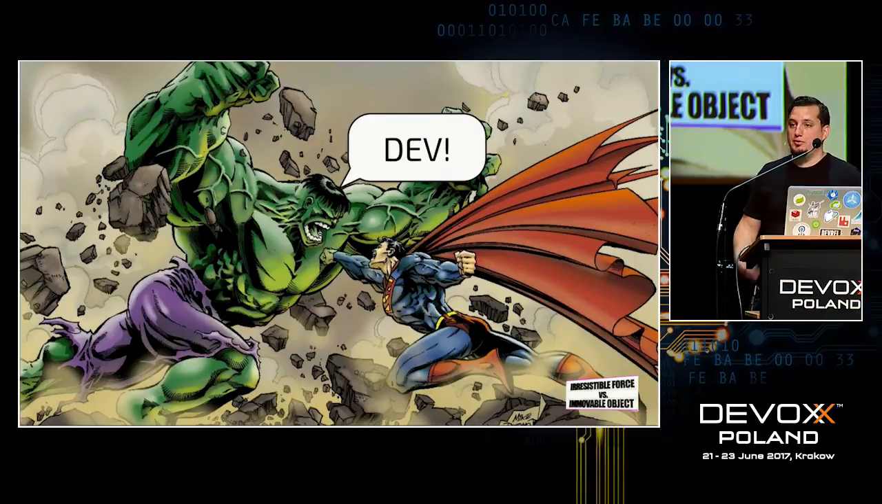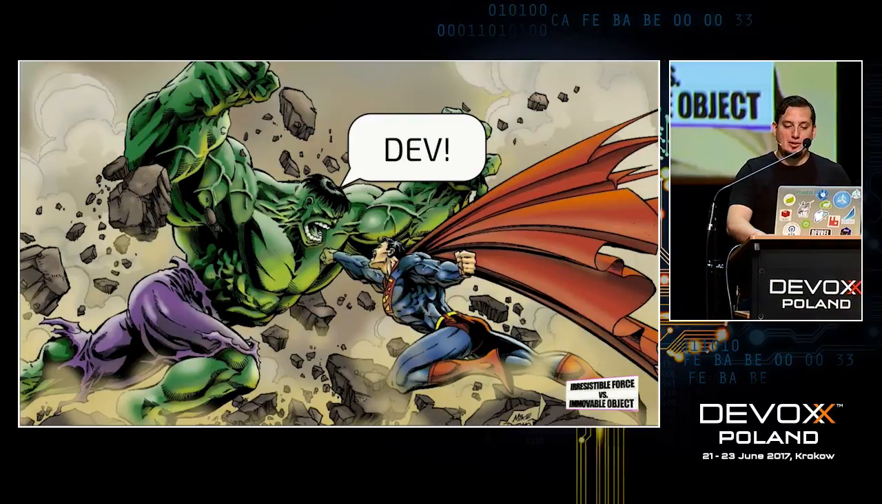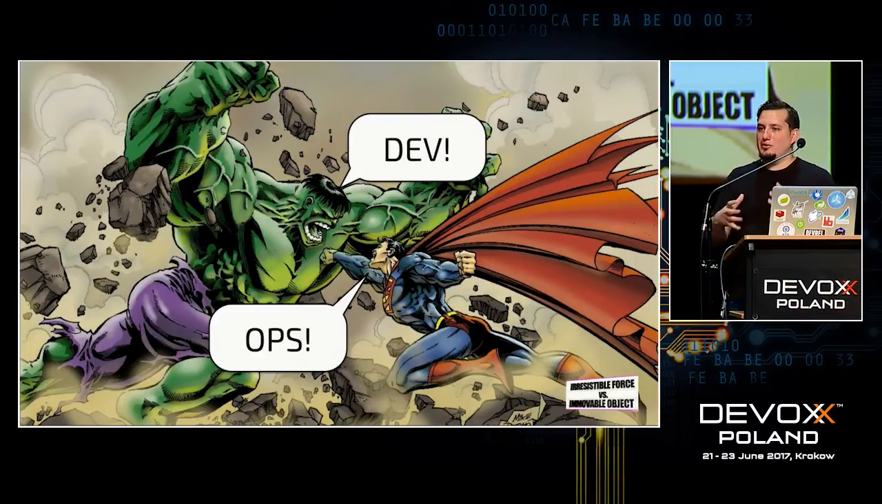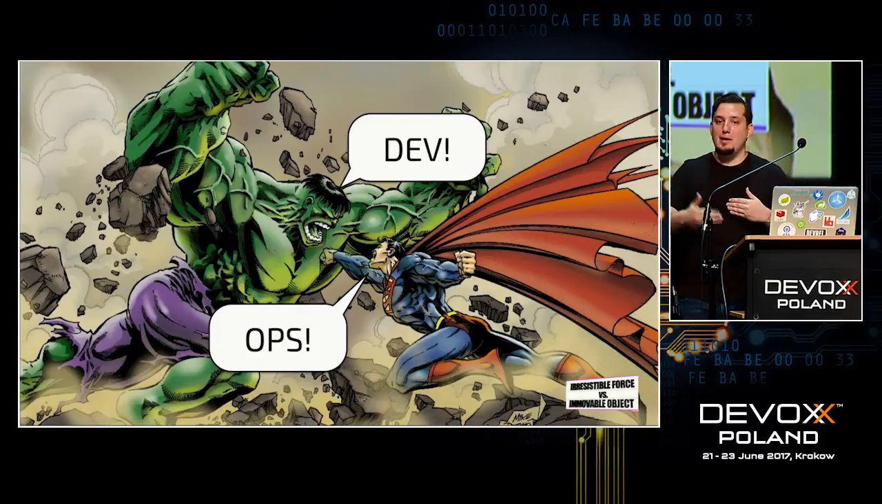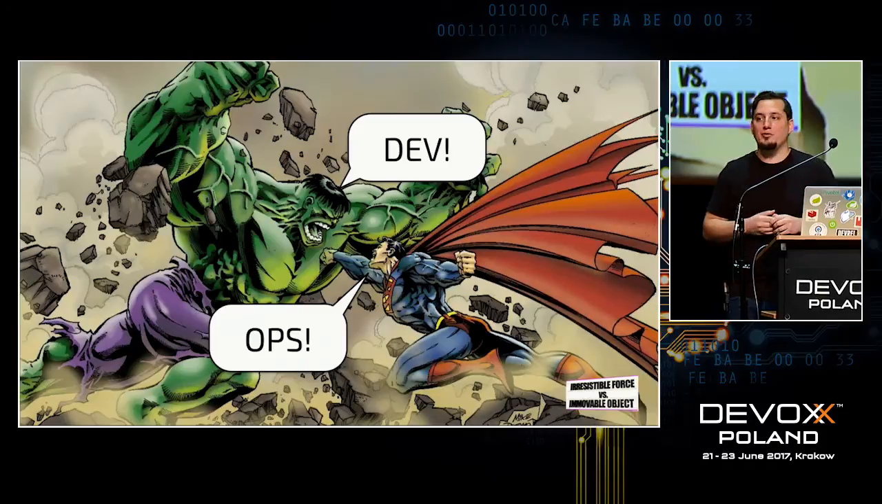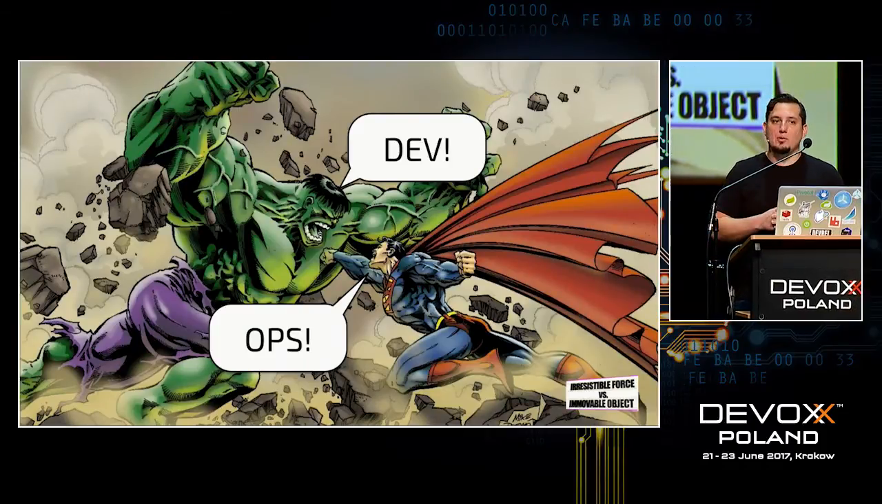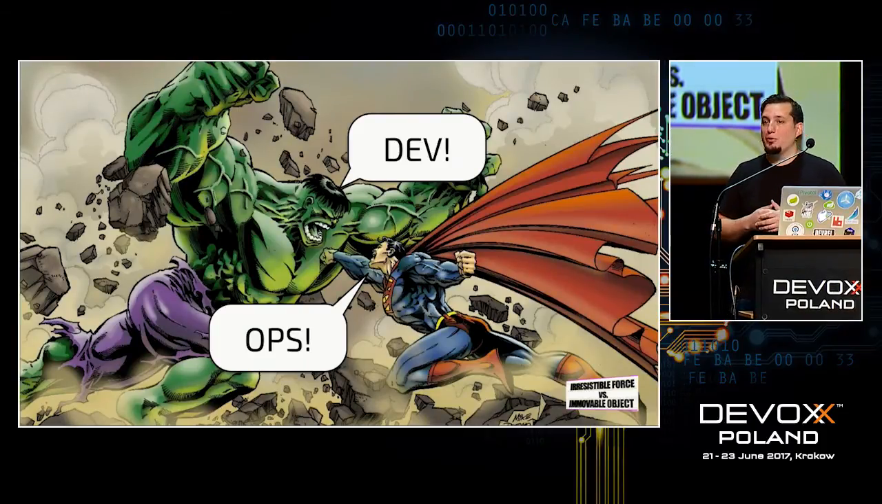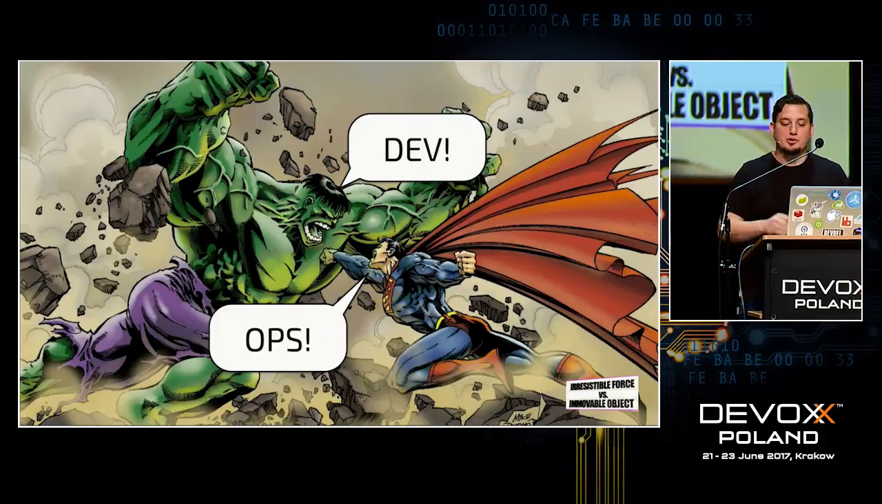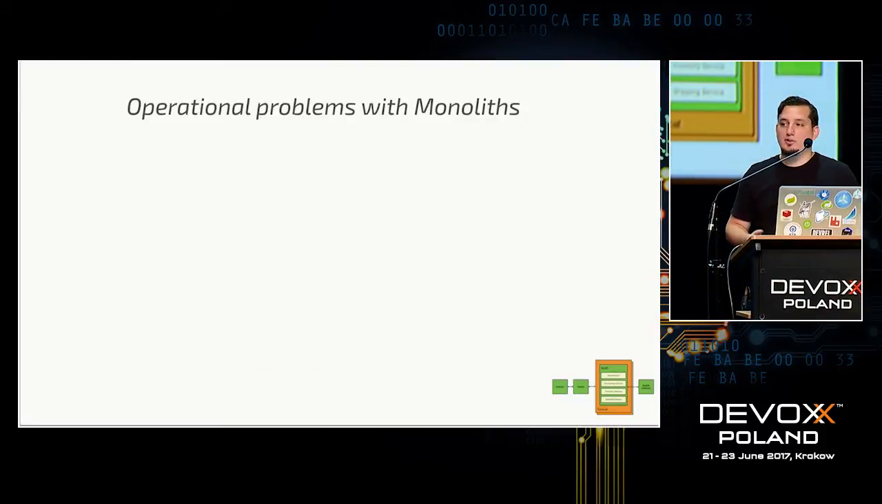You have your developer making changes and your operator resisting that change because there's just so much complexity in that application. If you have 20 teams in parallel making changes on that same production application, the ops team is going to have to worry about all of those changes and whether or not it's going to keep them up till 3 in the morning fixing a certain problem in production. So there's a ton of operational problems that we get with monoliths.